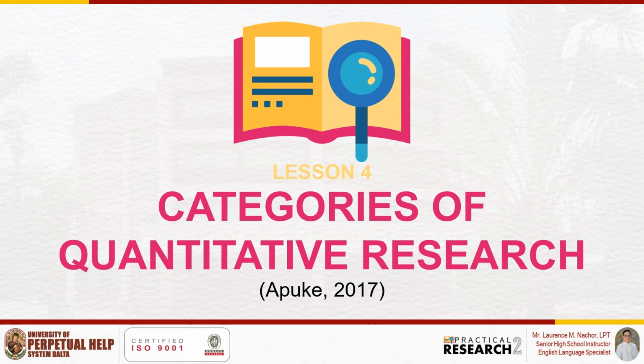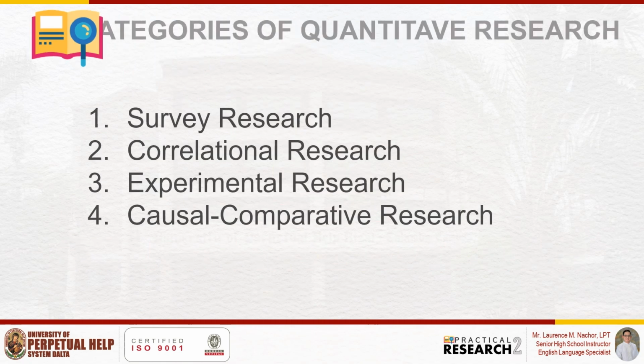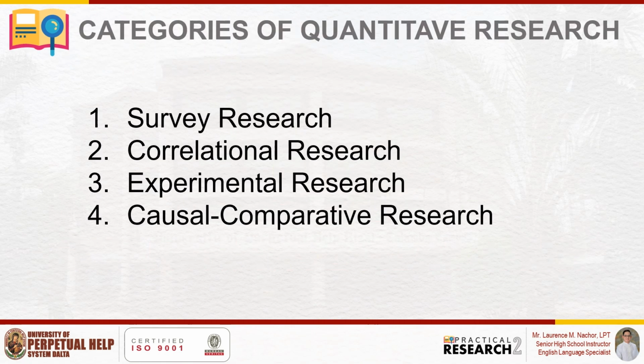Let us now delve into Lesson 4, which is about the categories of quantitative research. We are referencing the work of Apuke 2017, which gives us a strong foundation in understanding the four main types. There are four categories of quantitative research: survey research, correlational research, experimental research, and causal comparative research. Each has its own methods, purpose, and application. So let's begin with survey research.